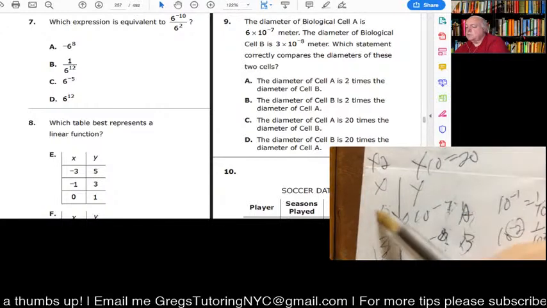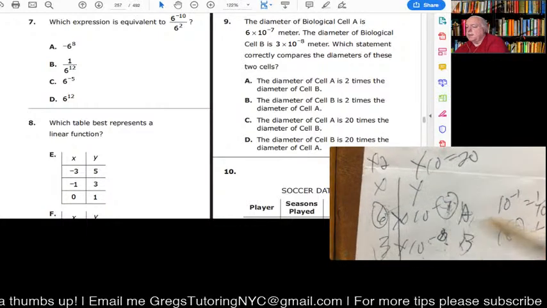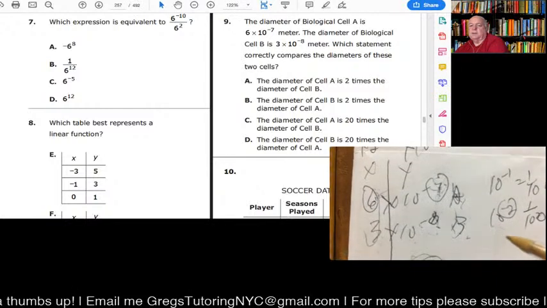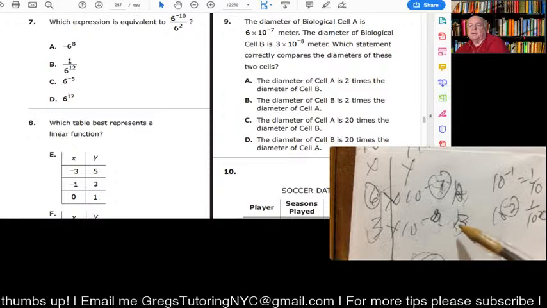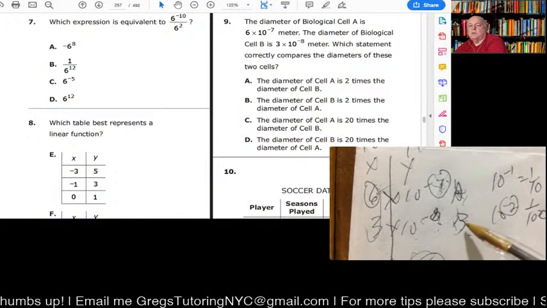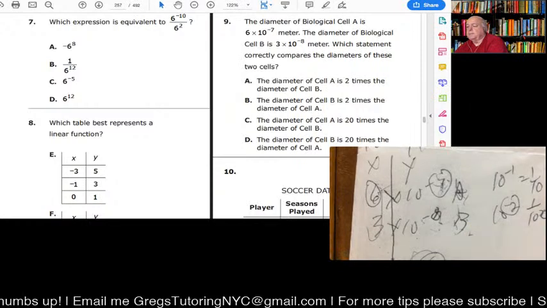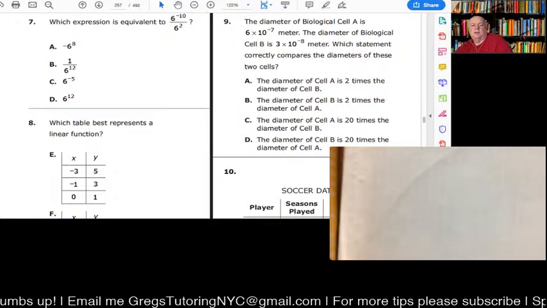All right, so it's twice and a factor of 10. So this is 20. So A is 20 times higher than B, right, which gives us C. And just to make sure we're reading it correctly, D just kind of says the same thing, but B is 20 times A. That's not true. All right? So the answer here is C.